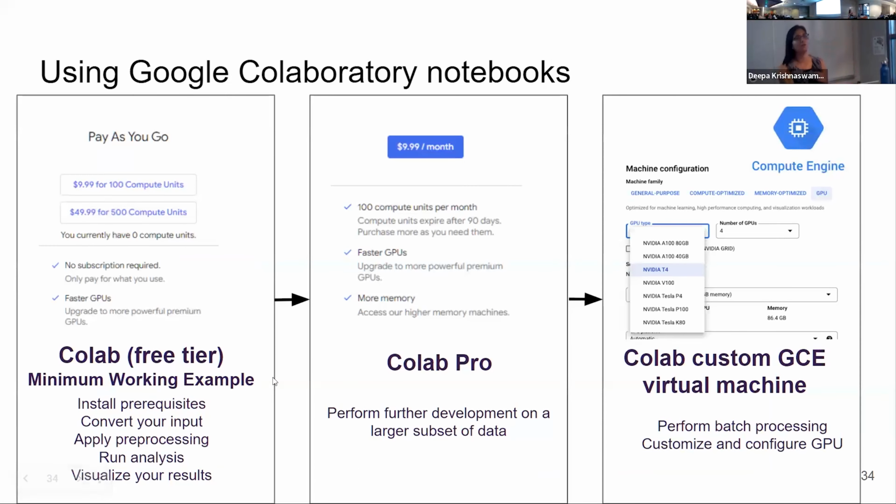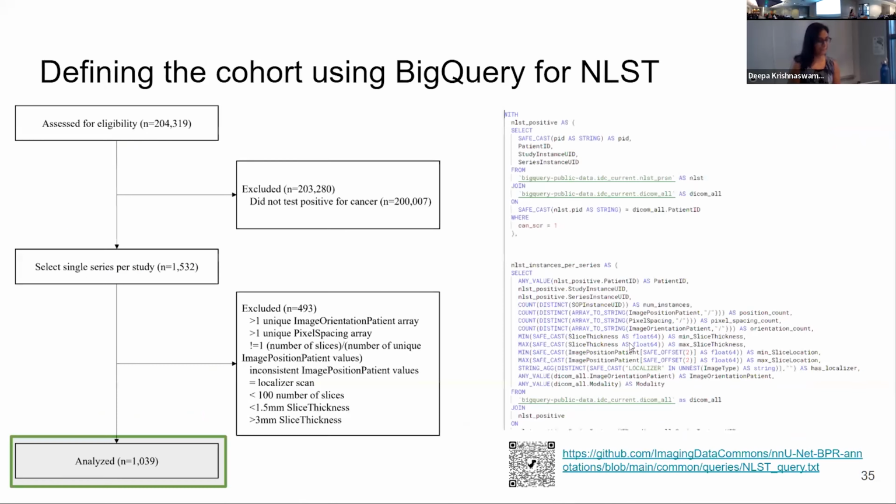So how did we actually do all this analysis? Most of you have probably heard of Google Colaboratory notebooks. This works really well if we don't have a lot of patients. So we started off with a free tier and developed a minimum working example. This was good, but we decided we needed it to run a little bit faster. Okay, so let's go to Pro. That's a little bit better. But unfortunately, since we're analyzing hundreds of patients, this really would take forever. So we decided, okay, let's design a custom GCE virtual machine and do our configuration that way.